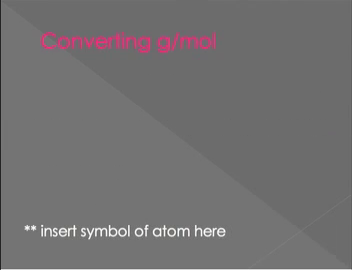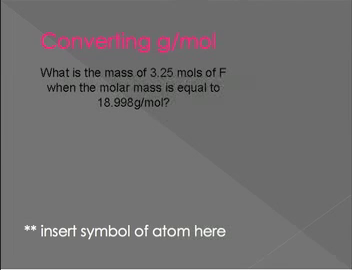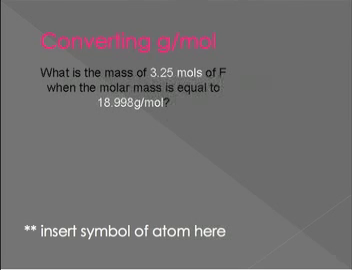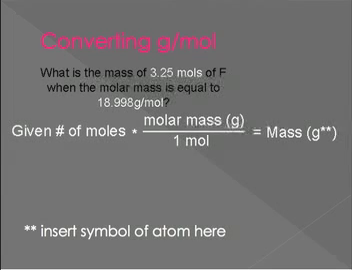Now we're going to go through an example of when we flip this the other way with the given number of moles. The problem is, what is the mass of 3.25 moles F when the molar mass is equal to 18.998 grams over mole? We're going to look at this problem and say, okay, what do we have? We have the given number of moles and we have the molar mass. What we don't have is the mass in grams. So obviously we're going to be using the second equation.